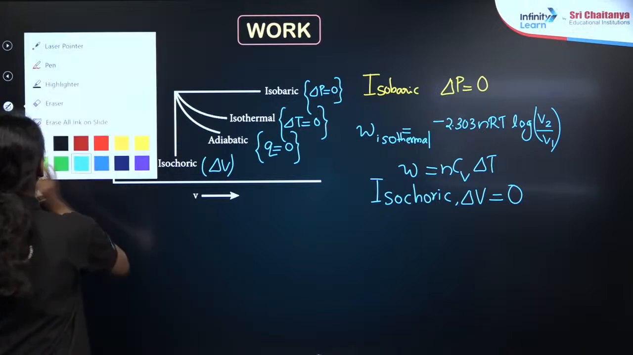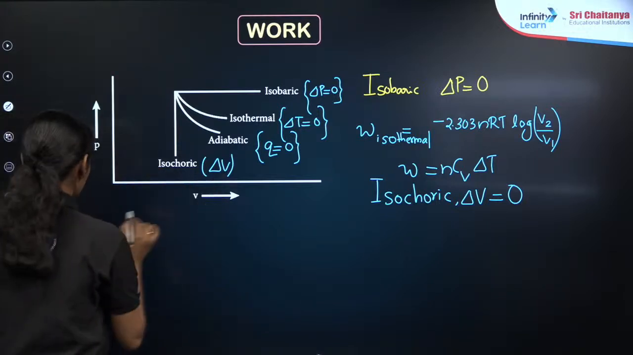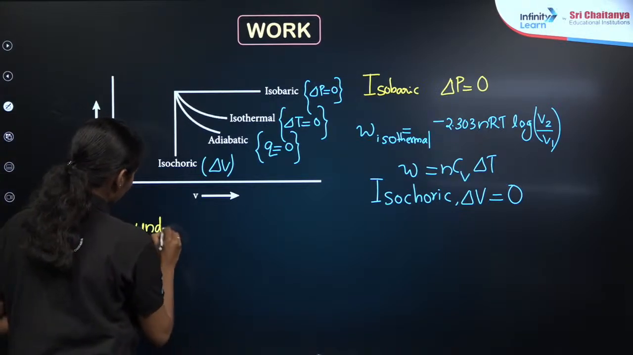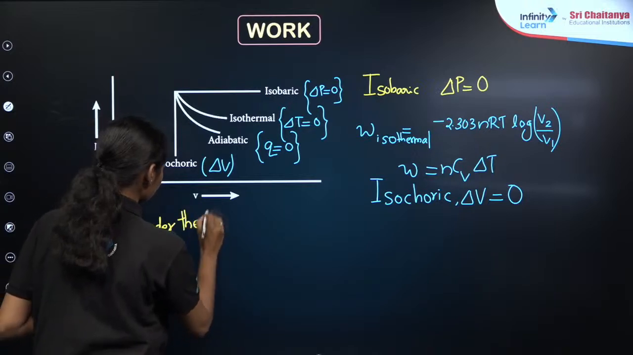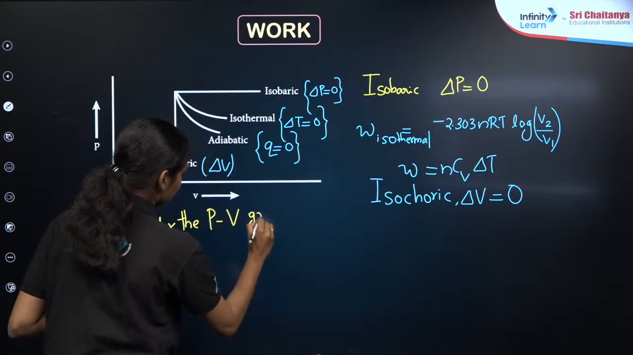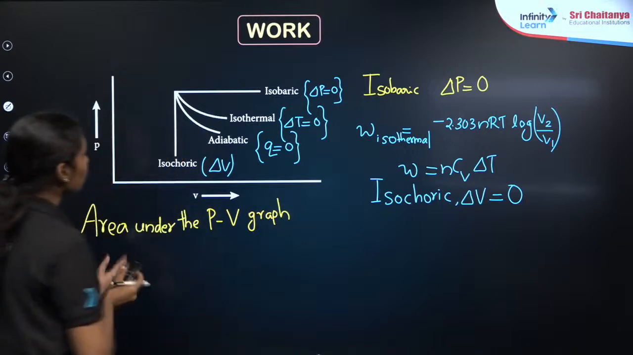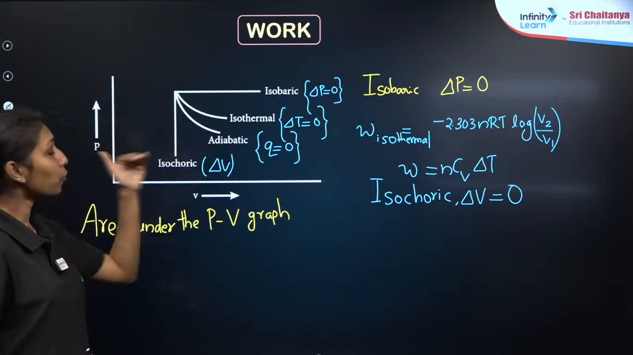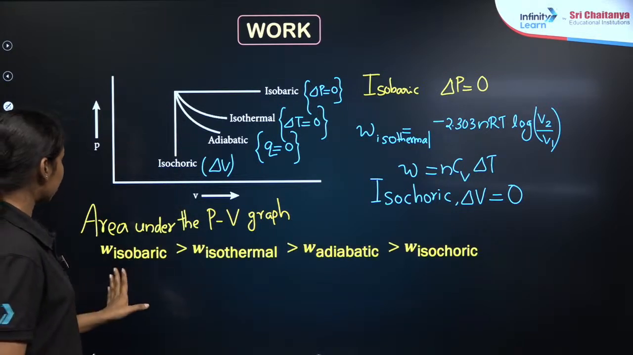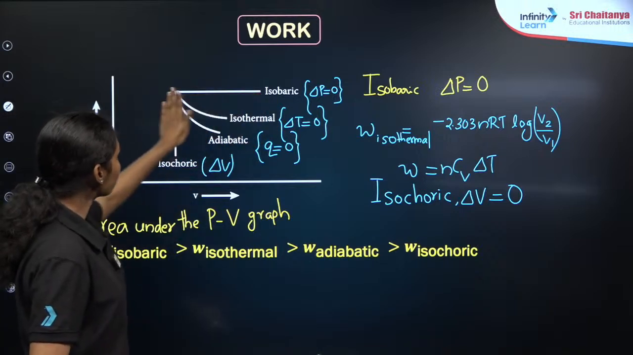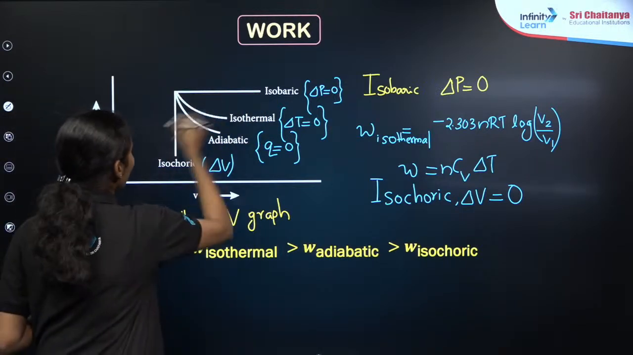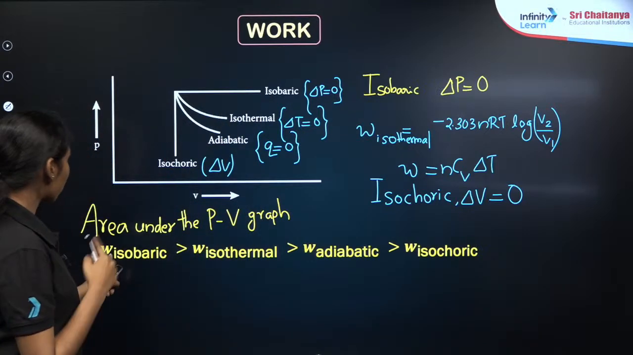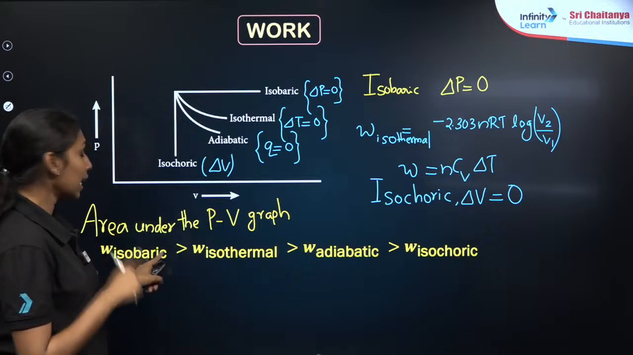Now we can predict the work done during a process. Work done during a process will be the area under the PV curve, right? So by using this PV diagram, you can predict the order of work done during different processes. Work done during the isobaric process is greater, which means the area under this graph will be very high for the isobaric process.